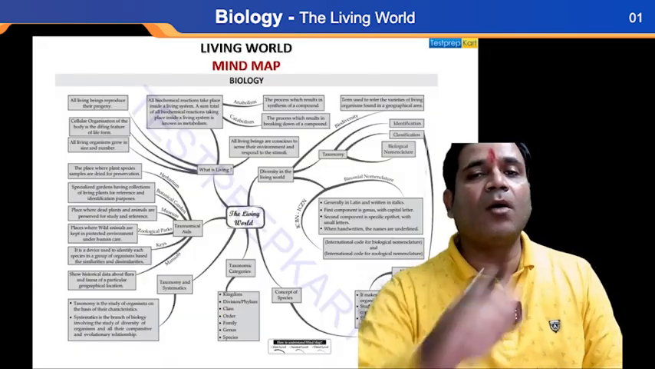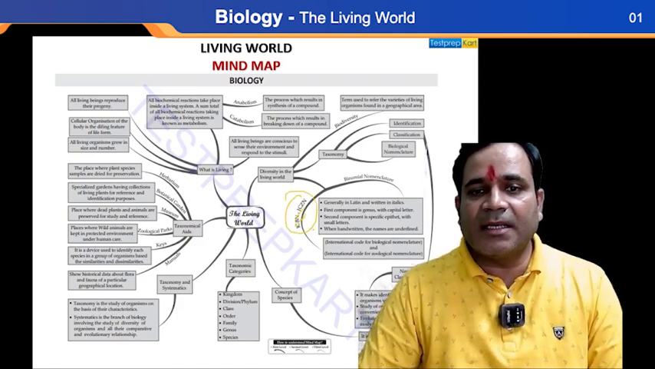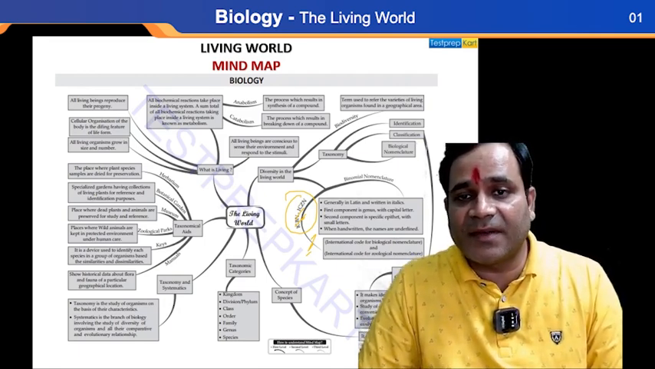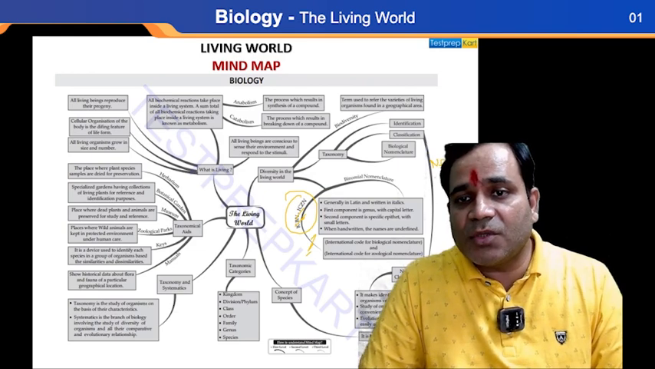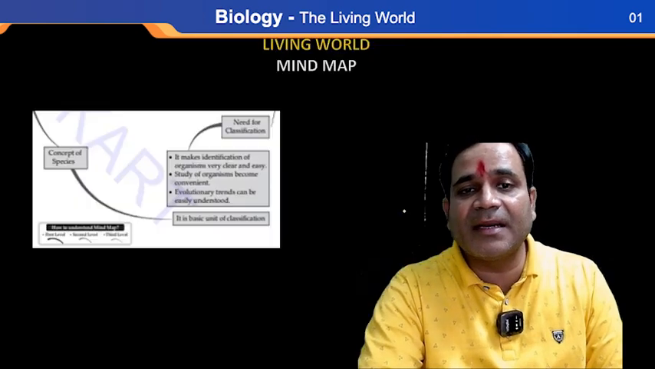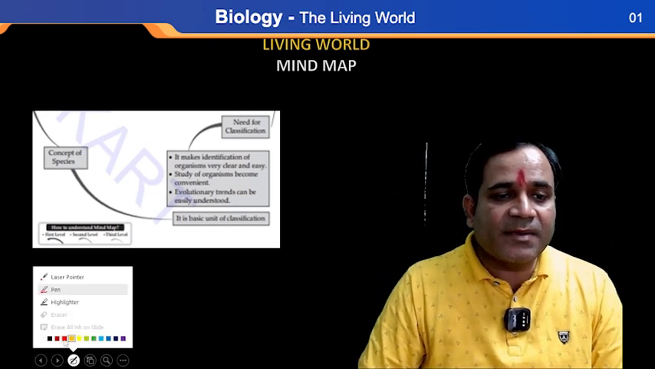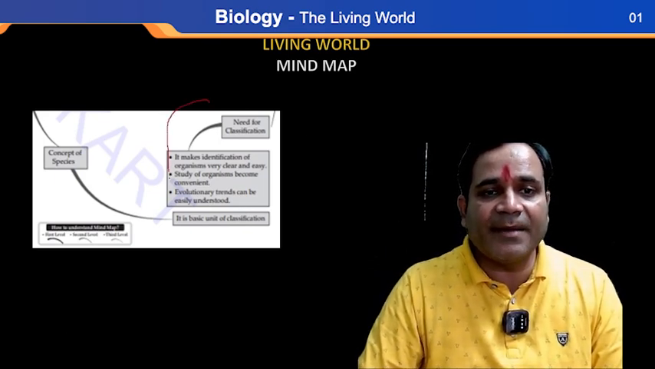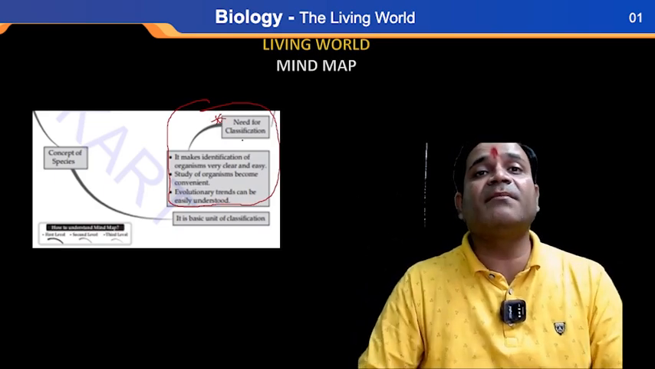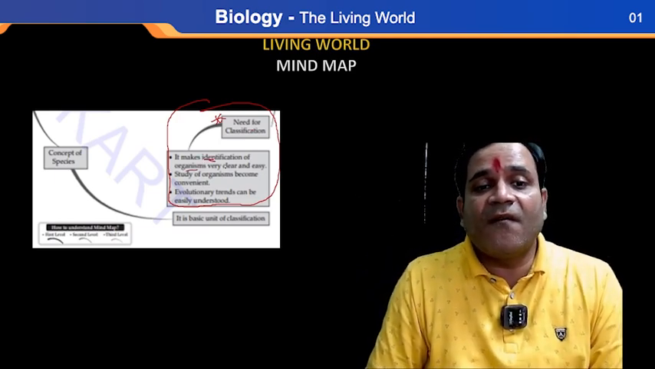Correct? See, suppose this one thing is also to be clear from my side. Yes or no? This one thing is clear. Now the topic is classification. What is the need of classification, my dear? Why is it important? This is the paragraph given here from the mind map. The need of classification means that it makes the identification of organisms very clear and easy.